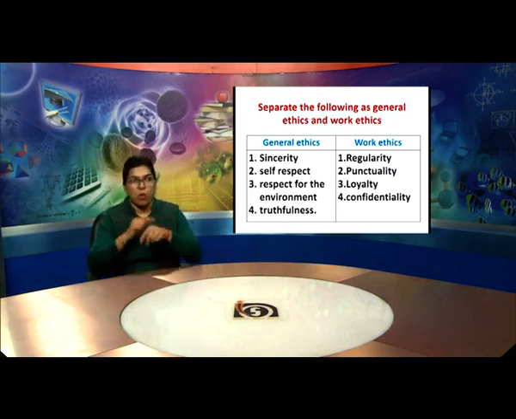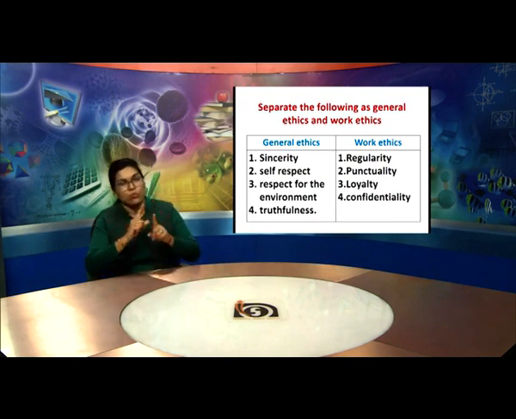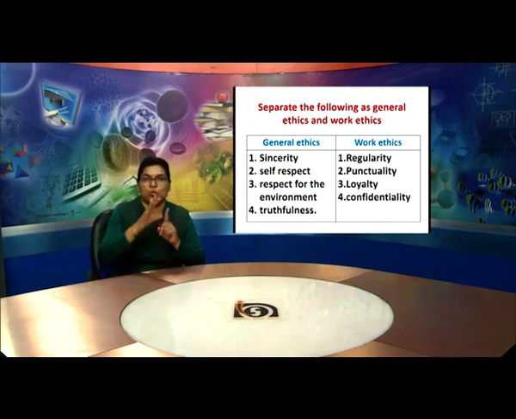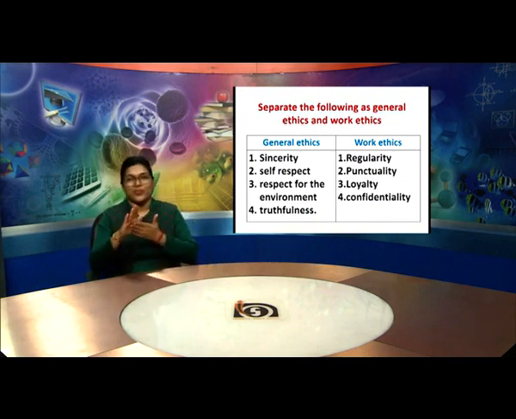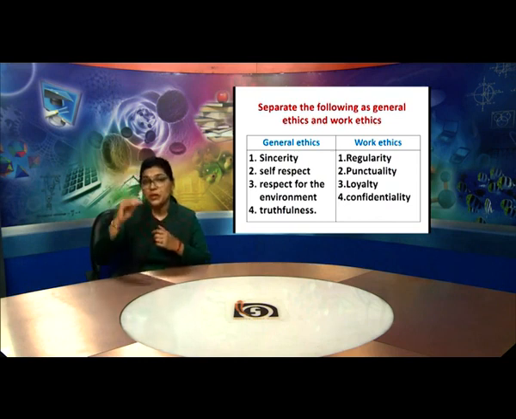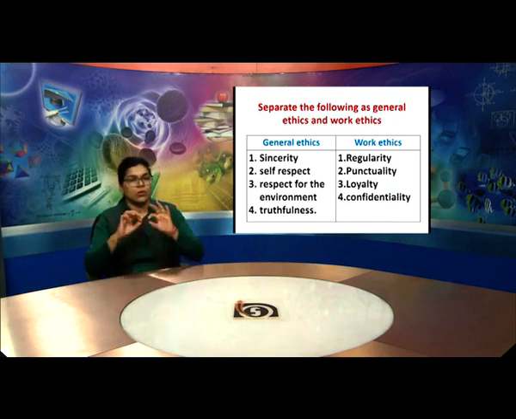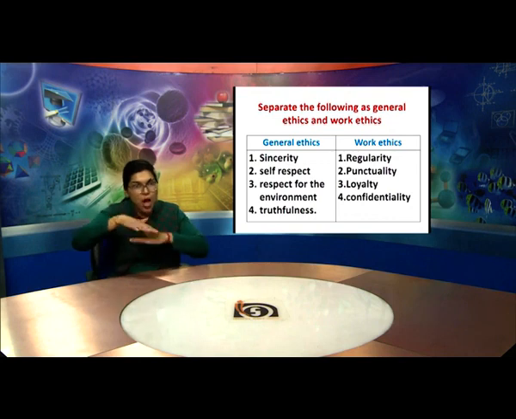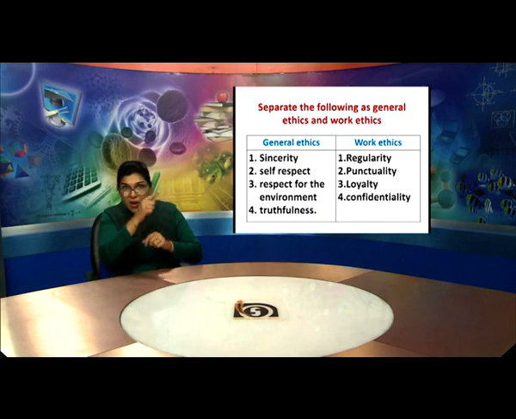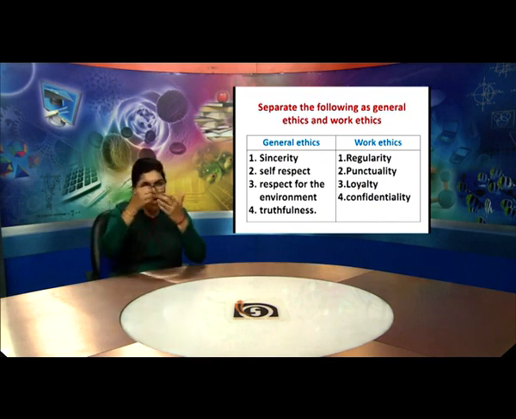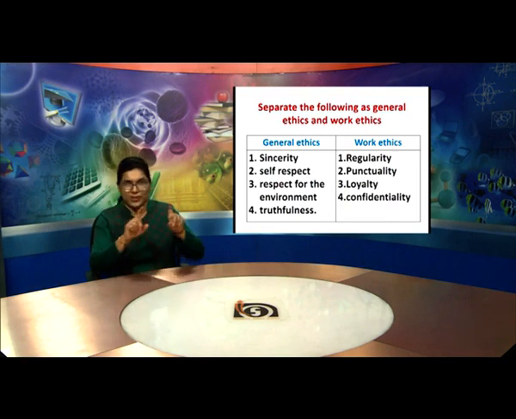The second point under work ethics explains punctuality, doing the work on time. The third point is loyalty, being honest for the work. The fourth point is confidentiality, to keep the secret to oneself only. So these are the general ethics and these are work ethics. We should be aware that these are 2 separate ethics.